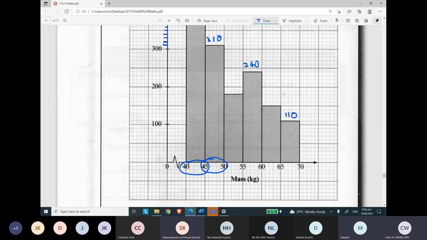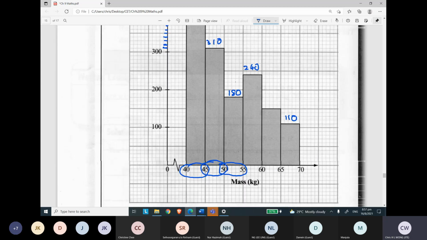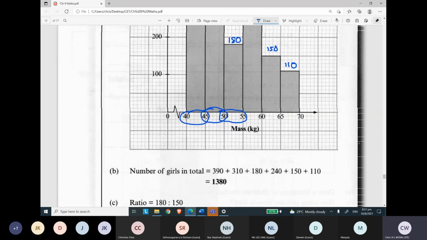Between 50 and 55, this one. So 2, 3, 4, 180. 180, right? Yeah, 180. So in the exam, it's good that you write down the number. And between 60 and 65 is 150, right? In the exam, it's good to write down the number. So this one is considered one group, this one a group.